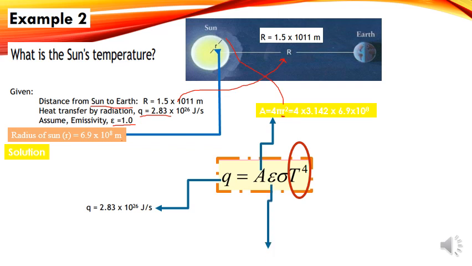Epsilon equals 1, and of course sigma is just the Stefan-Boltzmann constant, which you can get from your calculator. And there we go. Lastly, we get the sun temperature as 5375 Kelvin.